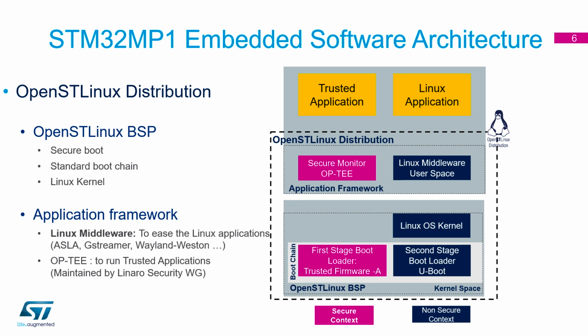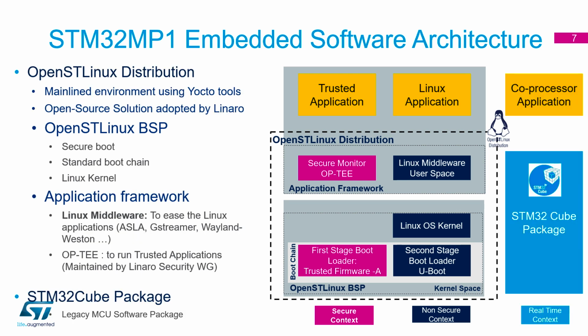Each of these application frameworks will then talk to something in the Open ST Linux board support package. In the case of the secure side, it'll be coming up from the trusted firmware, which is the first stage bootloader and the boot chain to launch that. And in the general or non-secure side, your second stage bootloader, U-Boot, will be launching your Linux kernel and all the drivers that are part of the Linux kernel so that you can run your Linux middleware applications.